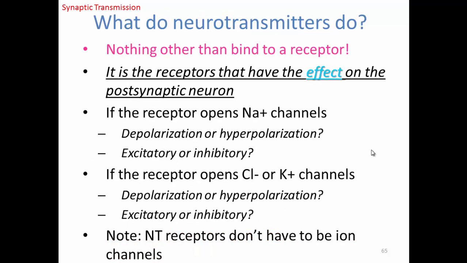So what exactly do these neurotransmitters do? I like to say that the neurotransmitters do nothing other than bind to a receptor. I know that sounds kind of strange, but I like to emphasize the fact that it's the receptors that have the effect on the postsynaptic neuron. So the job of the neurotransmitter is just to activate the receptor. And if the receptor opens sodium channels, that will cause depolarization in our neuron, and that will be excitatory in nature. But if the receptor opens chloride ion channels or potassium ion channels, that will be hyperpolarizing in nature, and that will inhibit action potentials in our postsynaptic cell. So it's the receptors that are important here.